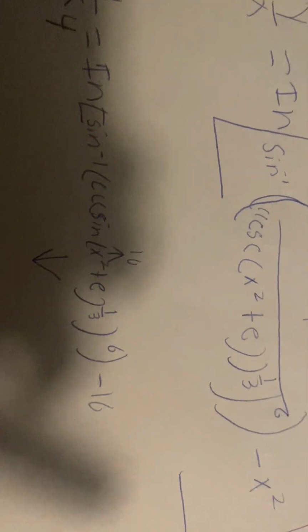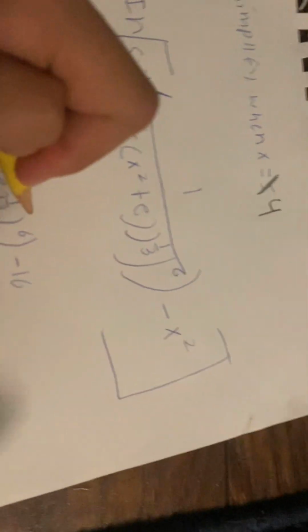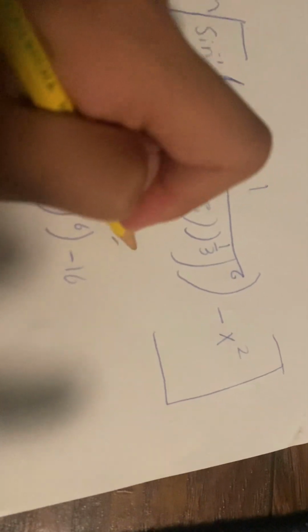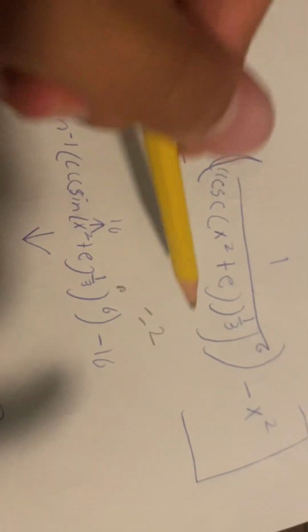So now we have this, and this 1 over 3 times 6, which would equal 2. Okay, this would equal 2. And then we have to do minus 16 because of the x to the second power at the end.